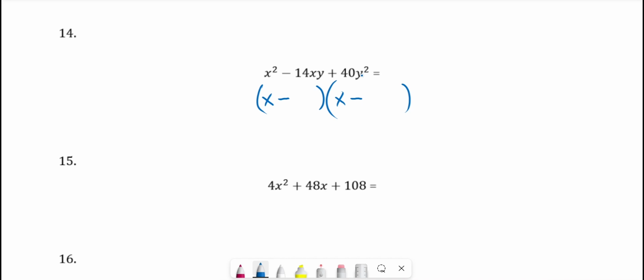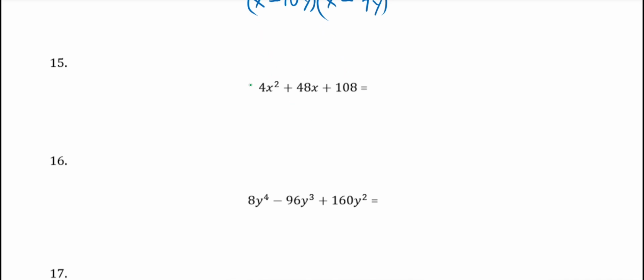Now, we know that we're going to need two y's here, but we also need two numbers that will multiply to be 40 and have a same sign sum of 14. Thinking about it for a second, that's 10 and 4. And did this work? Sure did. Negative 10xy, negative 4xy. This would give us negative 14xy in the middle. So there is our factored polynomial. This one isn't monic, or is it?